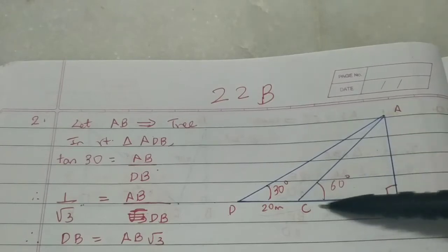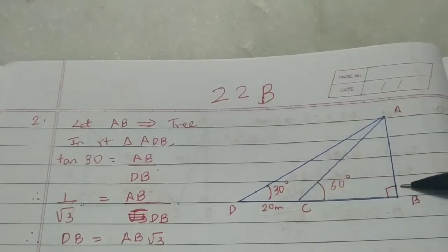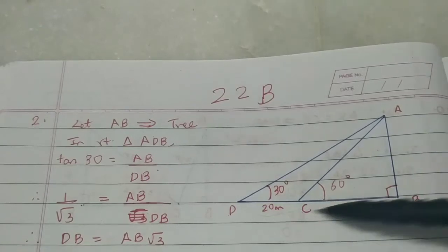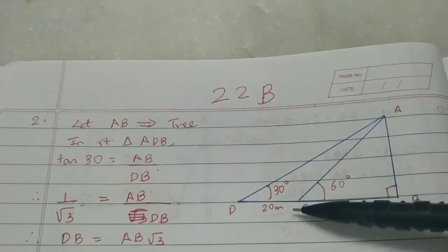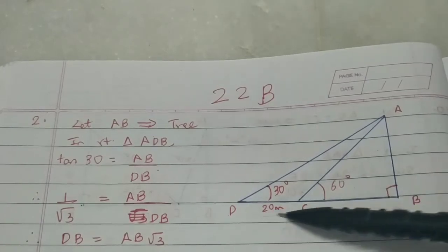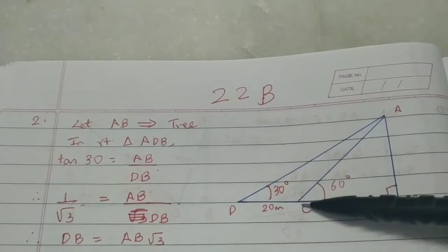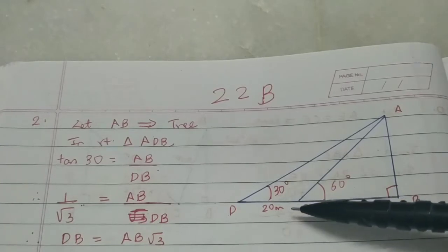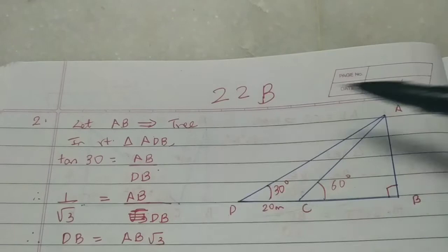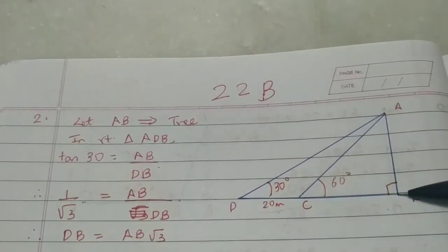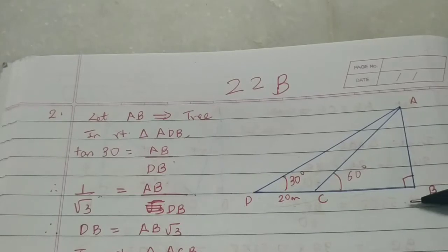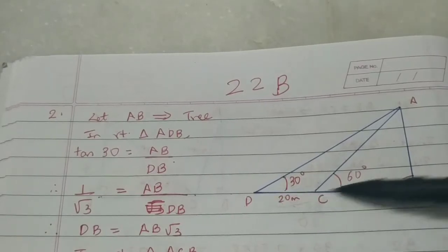So again we have two triangles here. We are going to find the values of CB and DB, and if we subtract them we should get DC. But DC is given as 20. So that's the logic behind solving this sum. First, in right triangle ADB, we will use tan, of course, opposite upon adjacent.